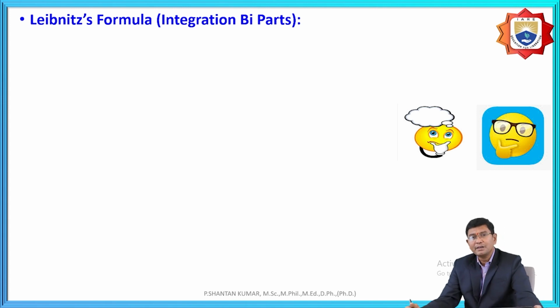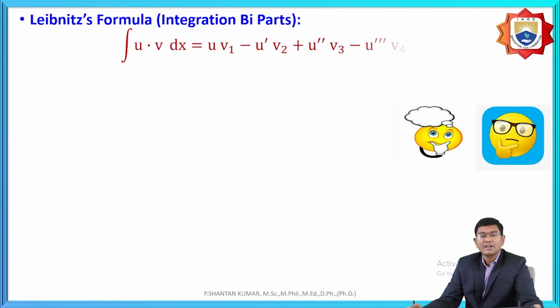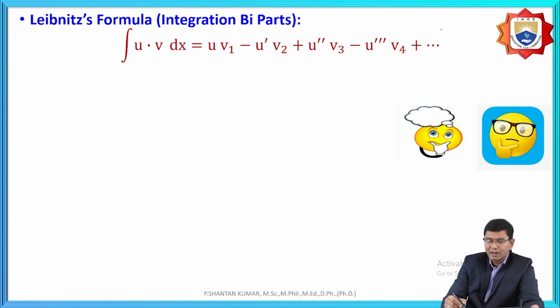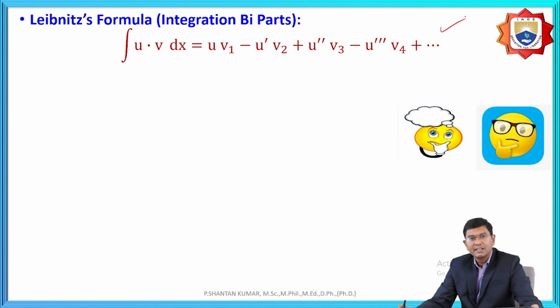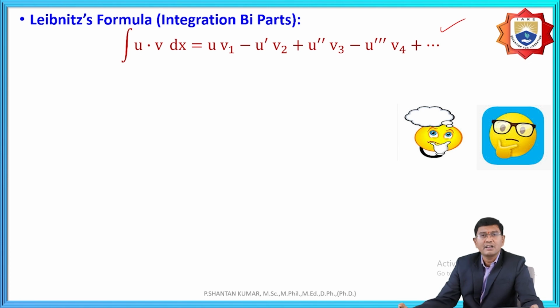And one of the major important formulas is the Leibniz formula, that is integrating by parts. We need to understand what integrating by parts is. Here, for example, the integration of uv dx is equal to, this is the general nth formula for integration by parts: integration of uv is equal to uv1 minus u dash v2 plus u double dash v3 minus, up to so on. This is the general formula for integrating by parts.